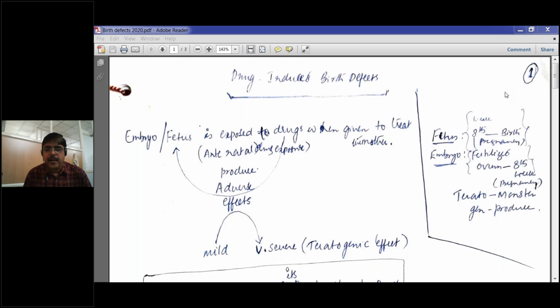Whether the harmful effect is mild, moderate, or severe in growing fetus. Sonam, Yes, sir. Yes, sir. what you think? Yes, sir. What you think? Sir, I can't hear your voice clearly. Whether the adverse effect is mild, moderate, or severe in growing fetus.